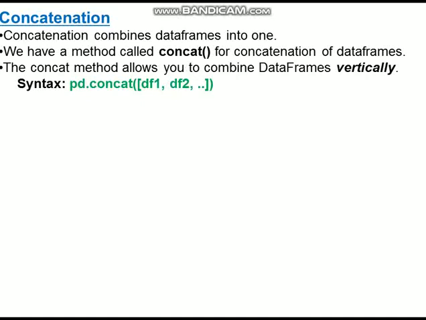The important term is that you must pass data frames in the concat method in the form of a list. That means when you join two or more data frames by using concat, you write all the data frames within square brackets.